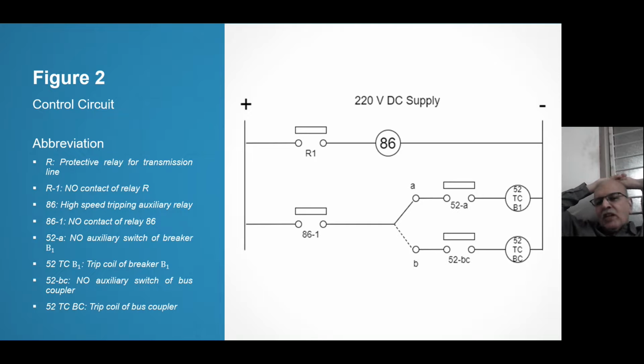So when you do that operation, when relay operates, it energizes 86. Energization of 86 will then trip bus coupler. So bus coupler will give the tripping signal. Bus coupler will act in place of B1. Bus coupler will isolate the faulty section. What is the meaning of all these things is written here on the left hand side. You can read through.